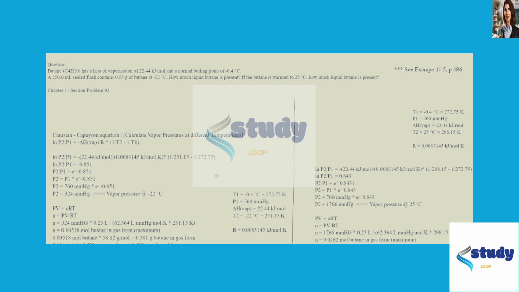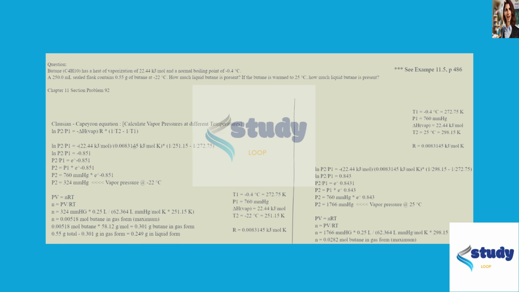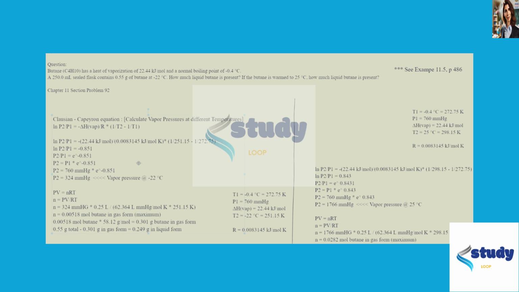Okay, this is Chapter 11, Section Problem 92, and this is a longer one. Butane, C4H10, has a heat of vaporization of 22.44 kilojoules per mole and a normal boiling point of minus 0.4 degrees Celsius. A 250 milliliter sealed flask contains 0.55 grams of butane at minus 22 degrees Celsius. How much liquid butane is present? And what if you warm it up to 25 degrees Celsius? How much liquid would be present?